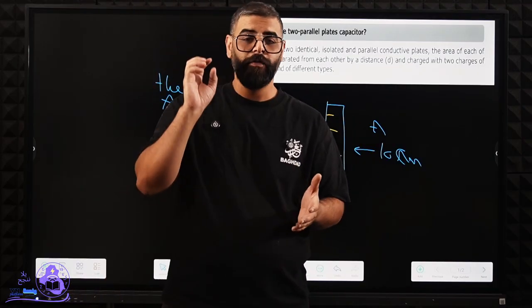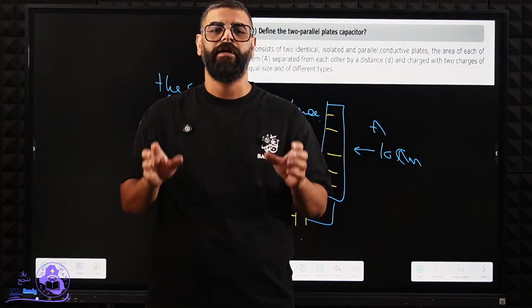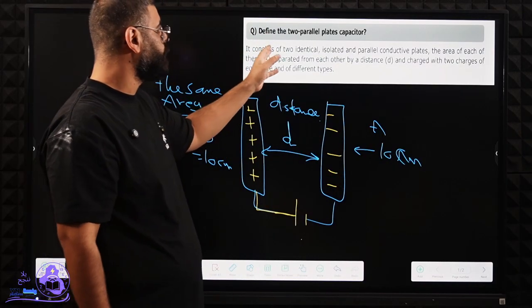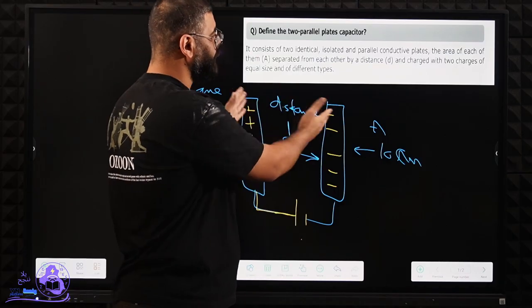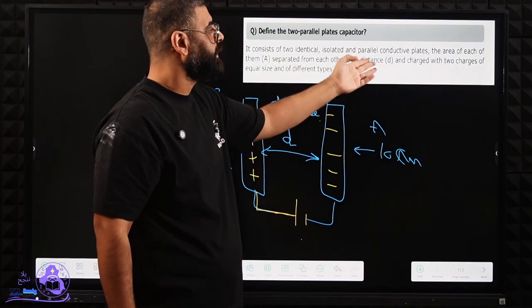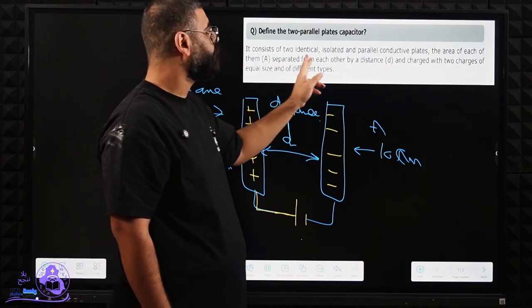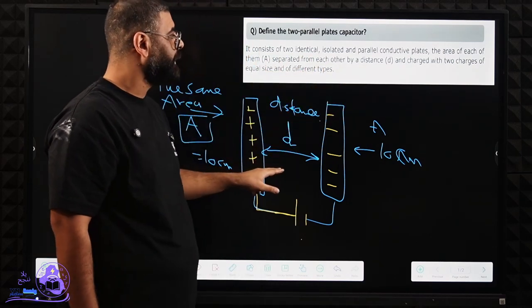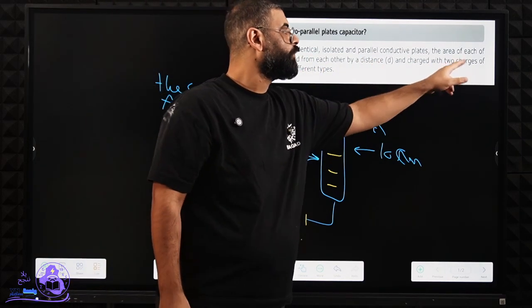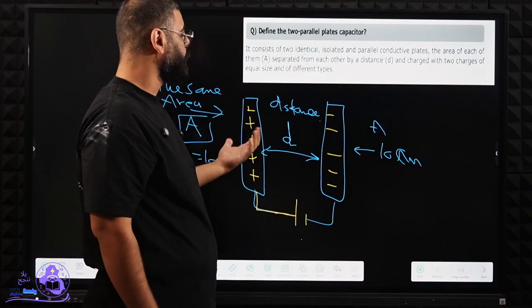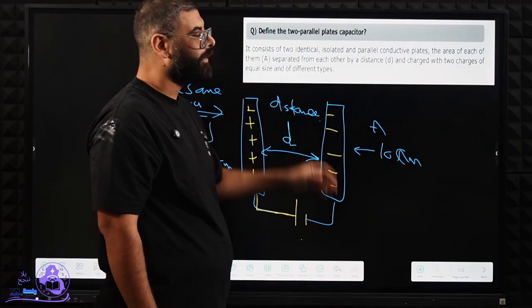So if I want to summarize the definition of the capacitor, we can say that it consists of two identical, isolated, and parallel conductive plates. The area of each of them is A, and they are separated from each other by a distance D, and charged with two charges, okay? And they are equal in size, but different in types.